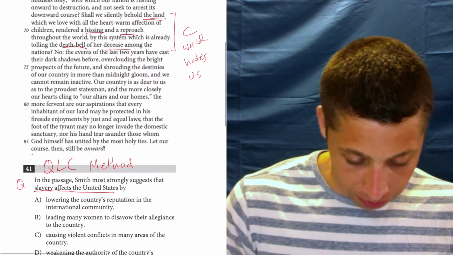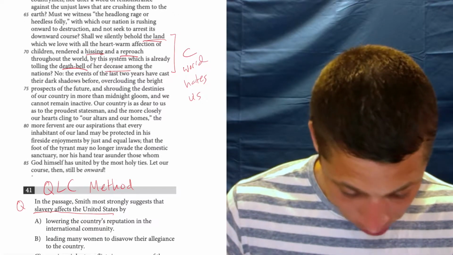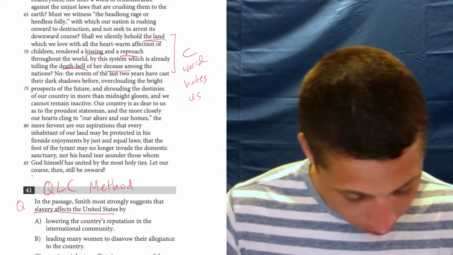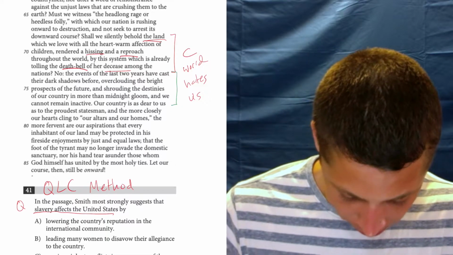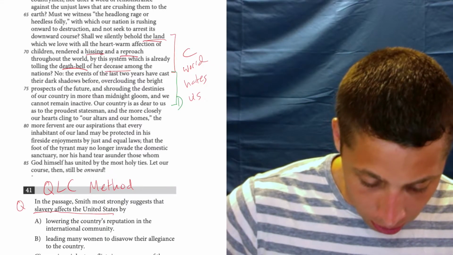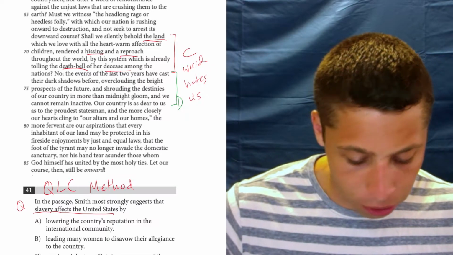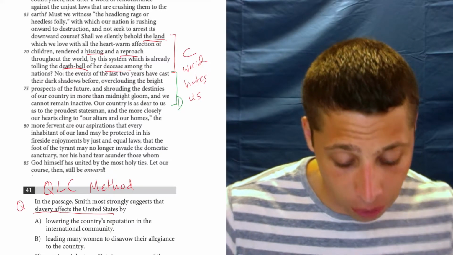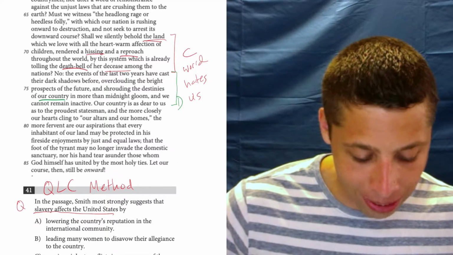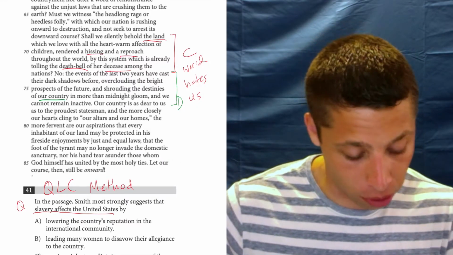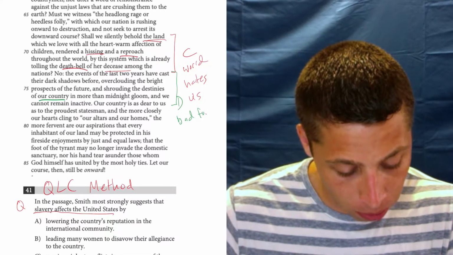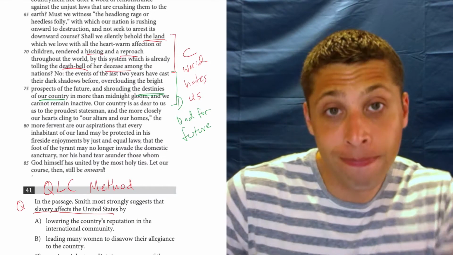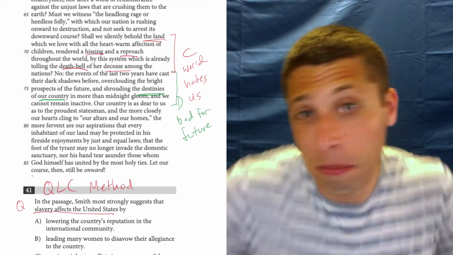73 to 77, choice D. Just the next few lines, okay. Actually, let's do a different color so we don't get confused. 73 to 77, D: No, the events of the last 2 years have cast their dark shadows before, overclouding the bright prospects of the future and shrouding the destinies of our country in more than midnight gloom, and we cannot remain inactive. So this would be bad for the future, right? Destiny. So C and D both seem like they might work. I would keep them in.